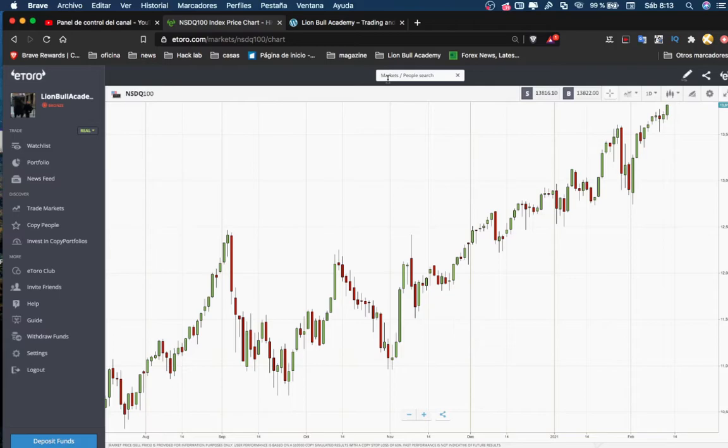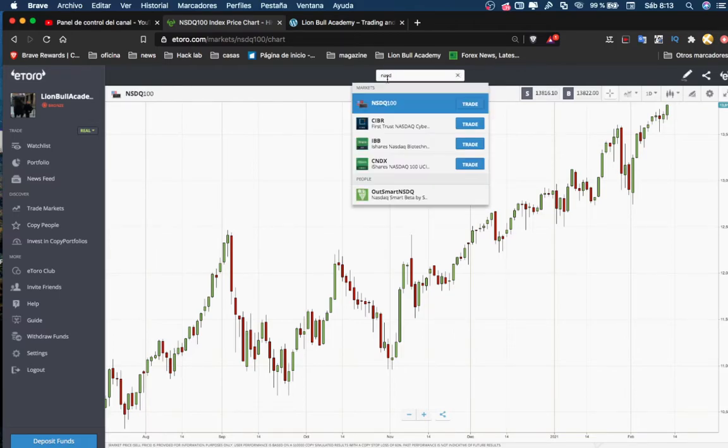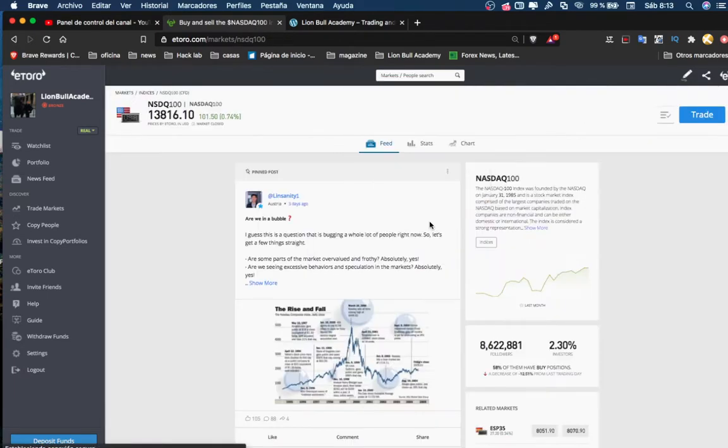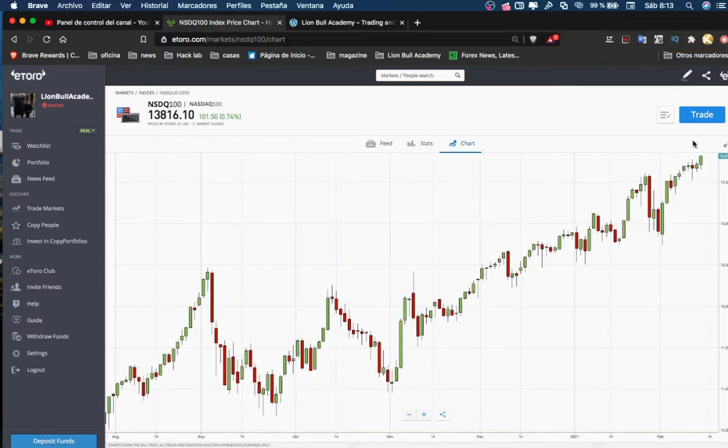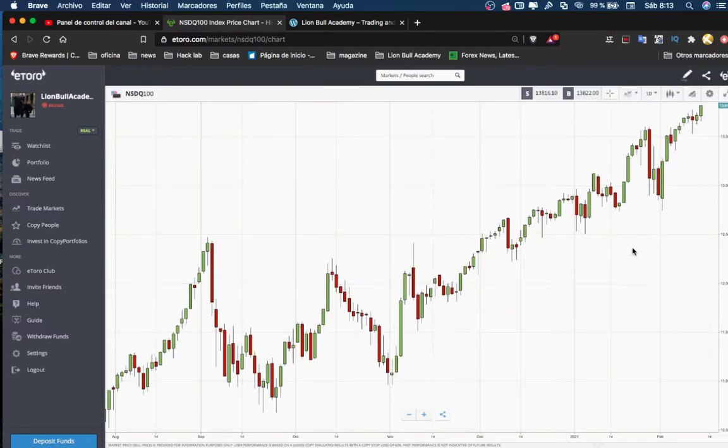Let's first find out where the chart is. Let's go to the Nasdaq. Click on Nasdaq. Here you have some different buttons. You have the Feed, the Stats, and the Chart. You just click on Chart, and here is your chart. You can click here to make it bigger and have access to all the tools the eToro chart gives us.